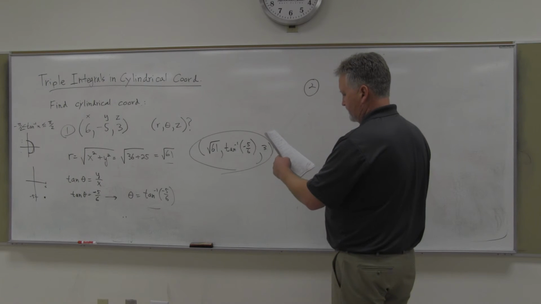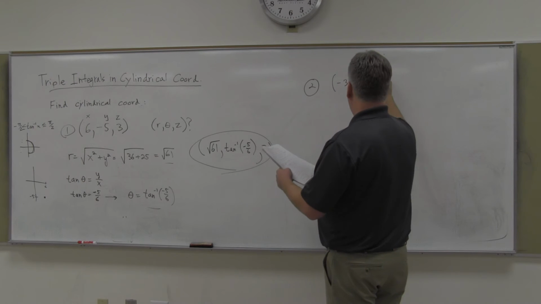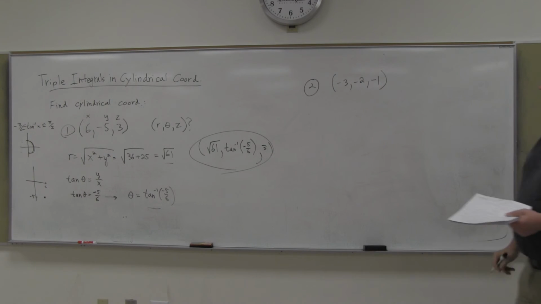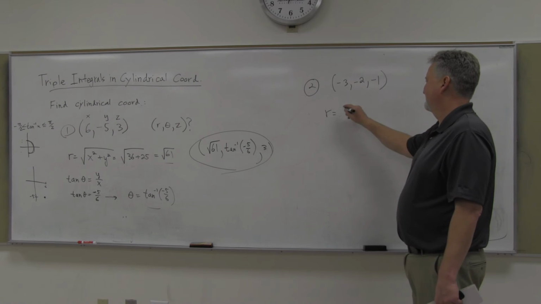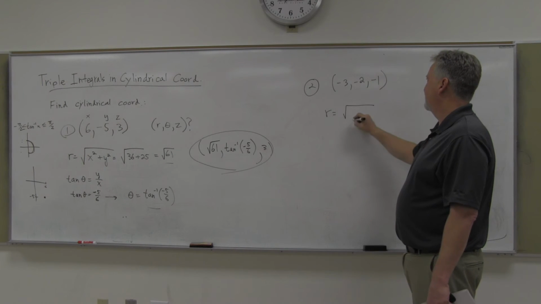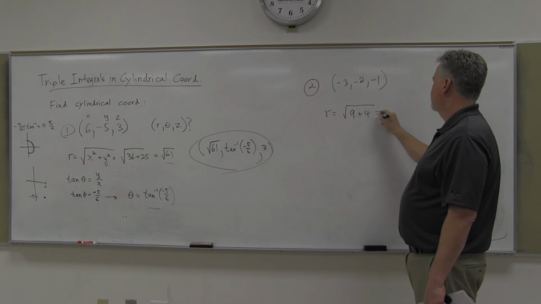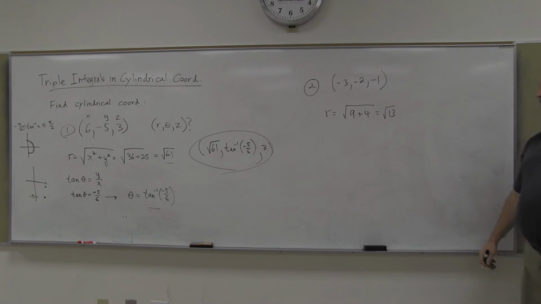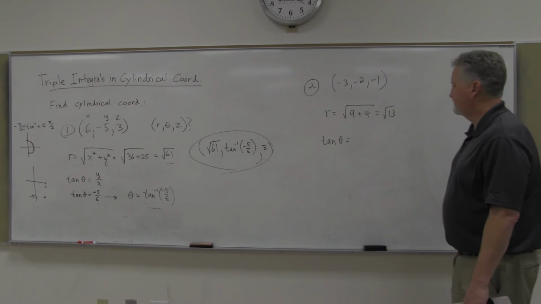What about number 2, the point -3, -2, -1? Find the r, theta, z for that one. R's not that bad. Z's not that bad. Z's given, so definitely not bad. What would R be here? 9 plus 4 square rooted, square root of 13. So R and Z, no sweat. Theta is a little trickier sometimes. In this case it is the tricky one here.